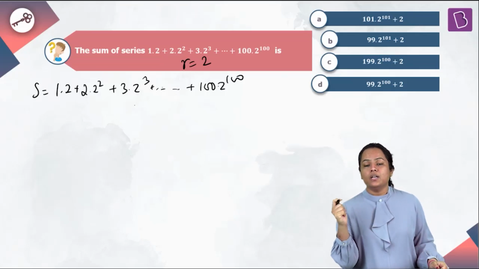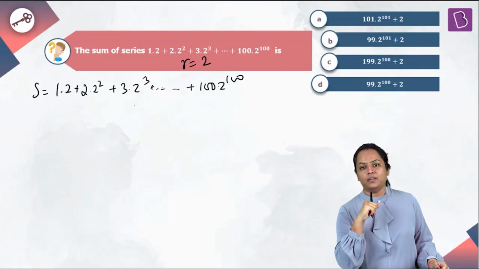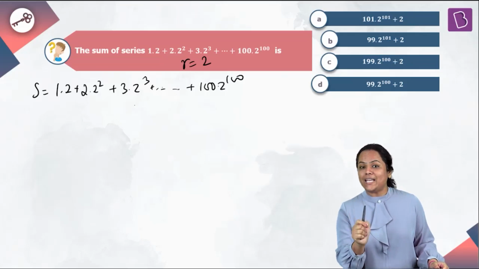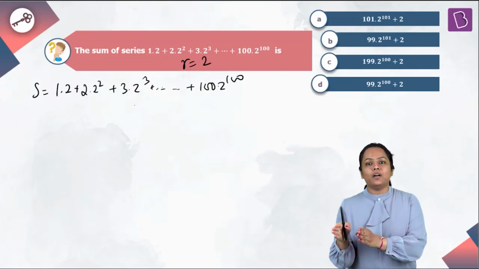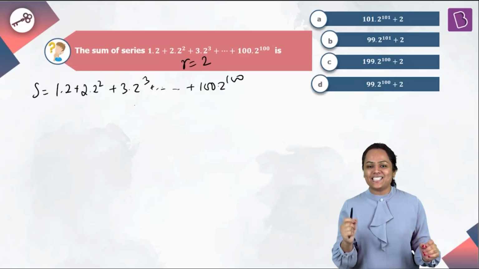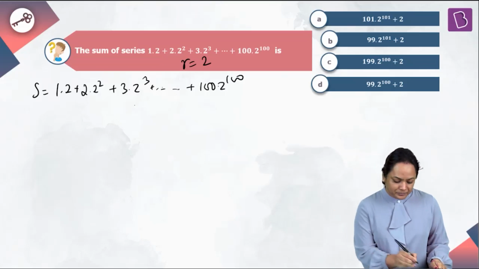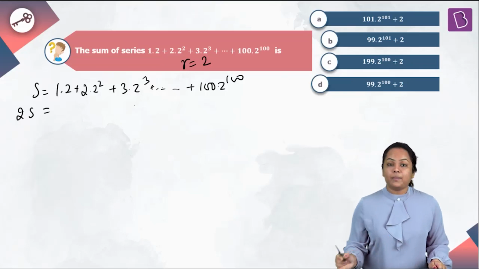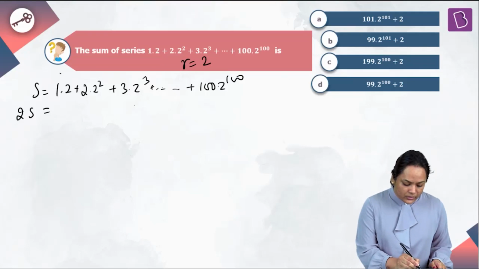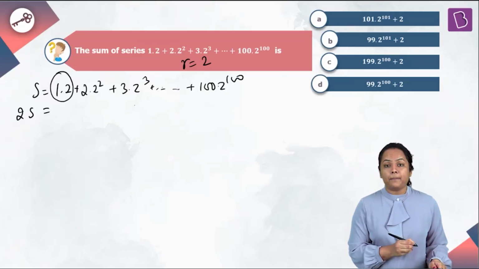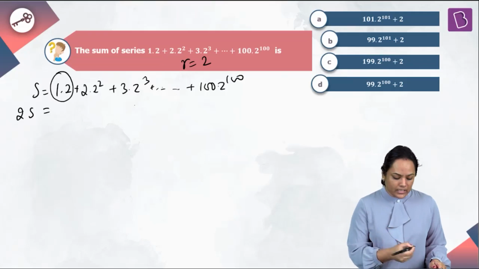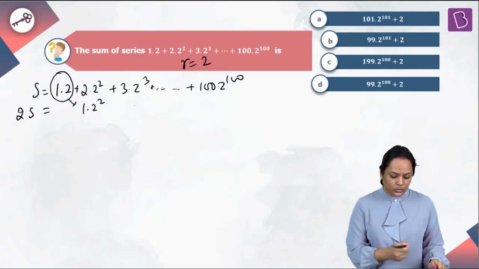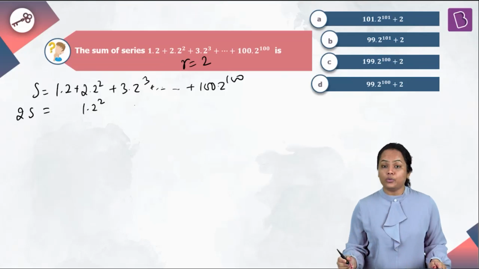Now how do you get the summation of an AGP? Well, we multiply by the common ratio of the GP and then we shift the terms to the right and subtract, isn't it? So we'll do the same thing here. I'm multiplying this by 2, so this will become 2S. Now the first term, that is 1 into 2, will become 1 into 2 square. This I have to write here because I'm shifting the terms. So this is my first term, that is 1 into 2 square.